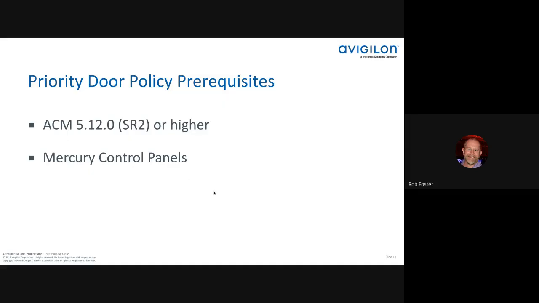So a couple prerequisites I want to talk about. First and foremost, make sure you're running at least ACM 5.12.0. I'm going to say SR2. I believe it was actually introduced in SR1, but you should be running SR2 if you're going to still run 5.12.0. And obviously, any newer versions beyond that, the priority part of the door policy is supported. Last thing I want to mention is you need to be using Mercury control panels. This is not supported if you're using HID controllers.